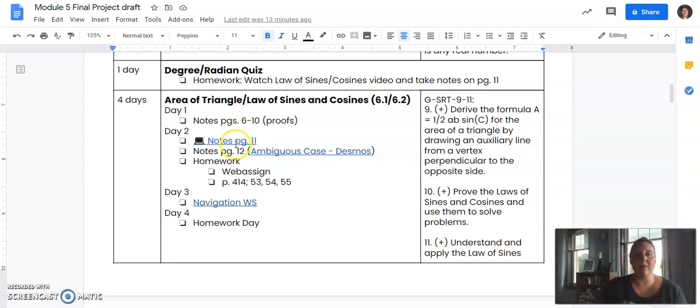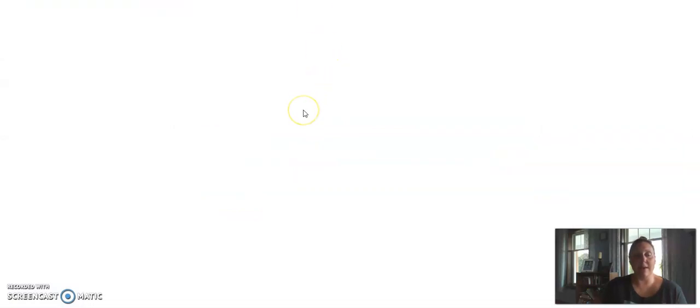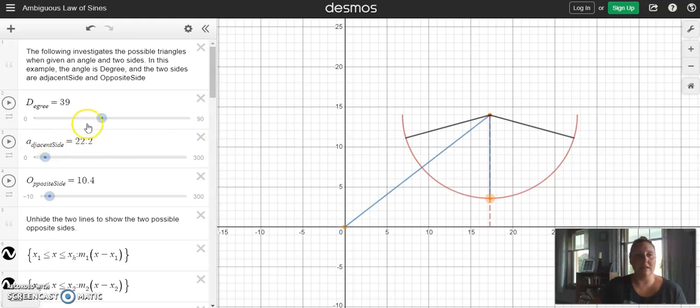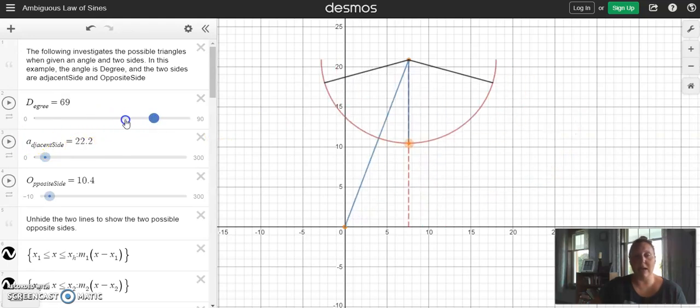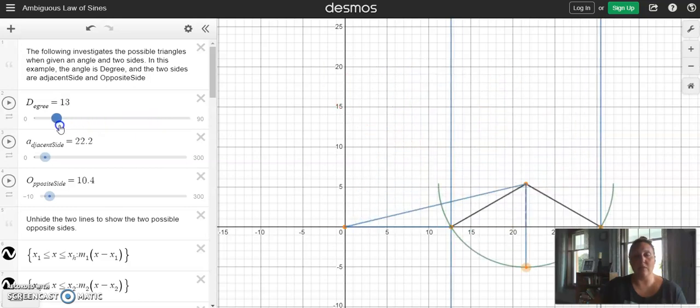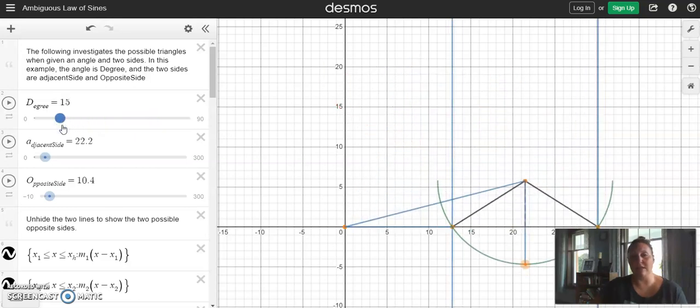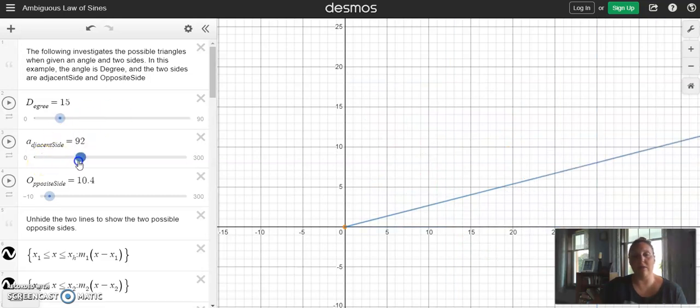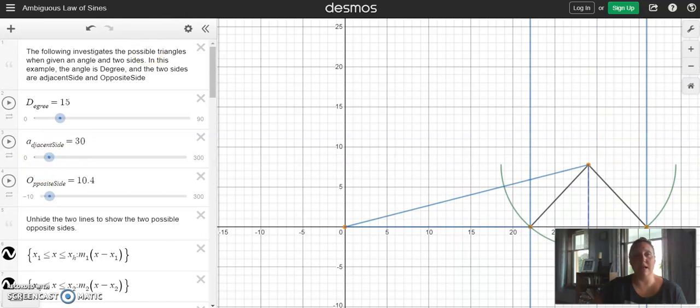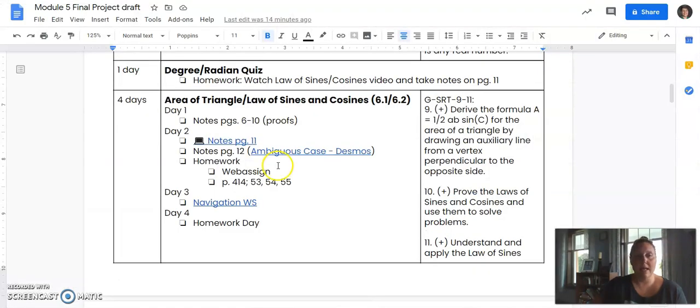Then I have a video on how we use the proof, or how we use the law of sines and cosines. And then we also have this ambiguous case that's through Desmos. And the thing I like about this is it is interactive, and so they can kind of move these sliders and see what actually is happening with these triangles, and under what circumstances do you have two triangles that exist, so on and so forth. So they can kind of play around with that, and then we go through the notes of that together in class. And we have another web assignment.